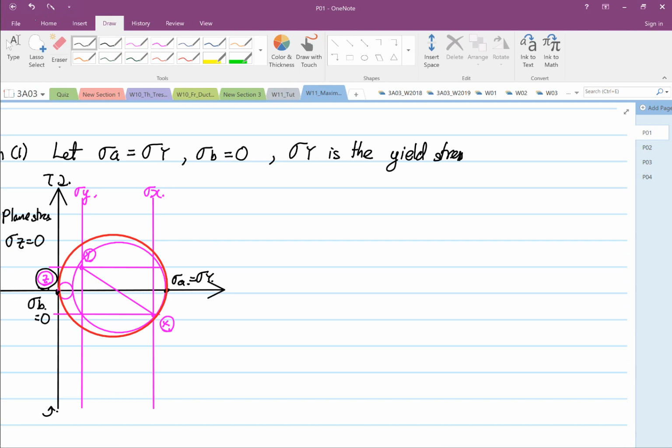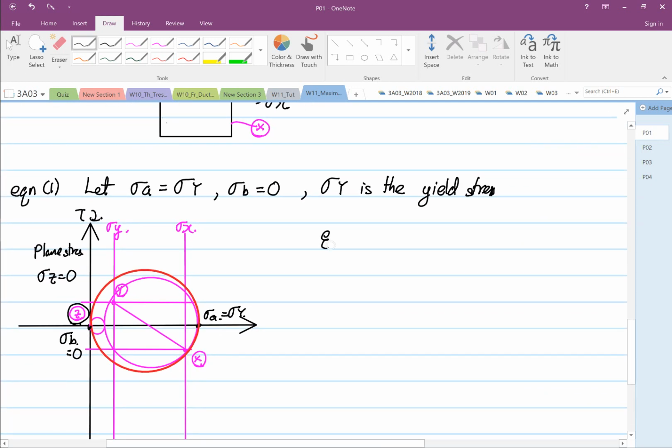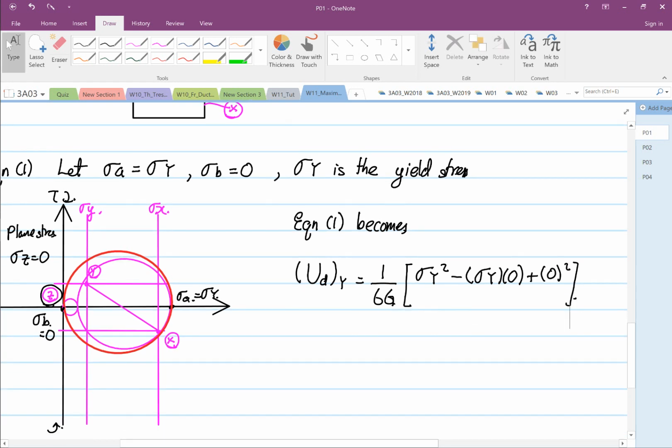So now you can write equation 1. The distortion energy at yield is equal to 1 over 6G, and this will be equal to stress Y squared minus stress Y multiplied by 0 plus 0 squared. So you come up with an expression where yield will occur at Sy squared over 6G.